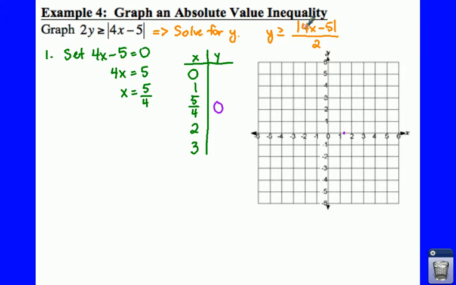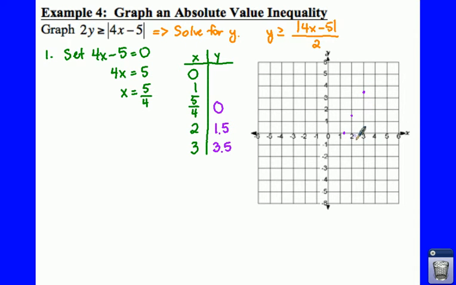Let's plug in a 2. Well, if you plug a 2 times 4, that's 8. Minus 5 is 3. The absolute value of 3 is 3. 3 divided by 2 is a 1.5, or 3 halves. So you go to the right 2, up 1.5. Plug a 3 in. 4 times 3 is 12. Minus 5 is 7. 7 over 2 is a 3.5. So you go to the right 3, up 3.5.